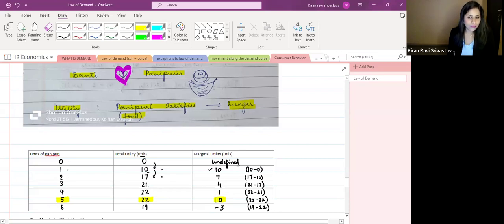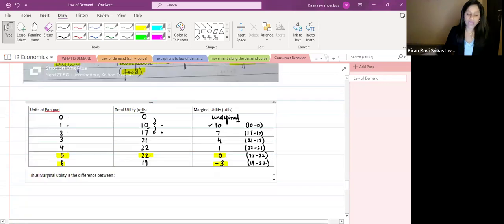So this is the point where, when he consumes the fifth unit, the income he has spent on Pani Puri is actually now maximum. Beyond the fifth one, he is not getting any utility. See, when he consumes the sixth one, his utility is becoming negative. I mean, now it's overeating. Now let me explain to you.